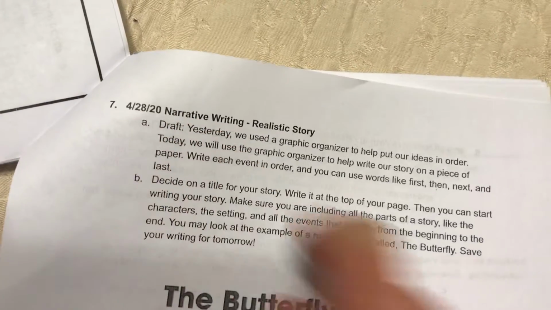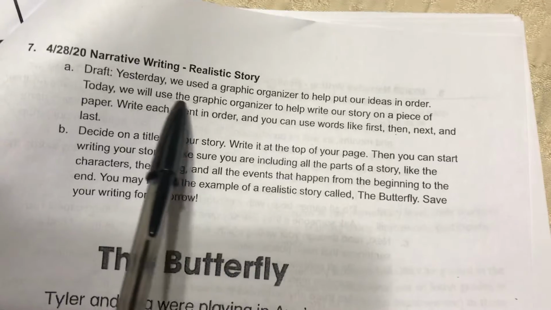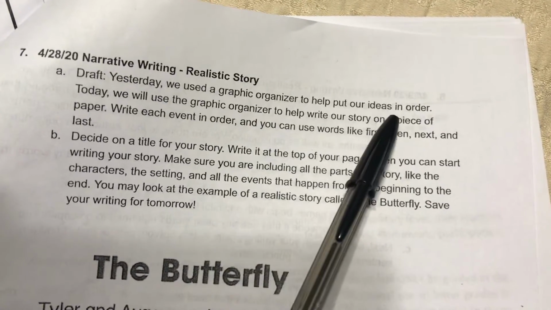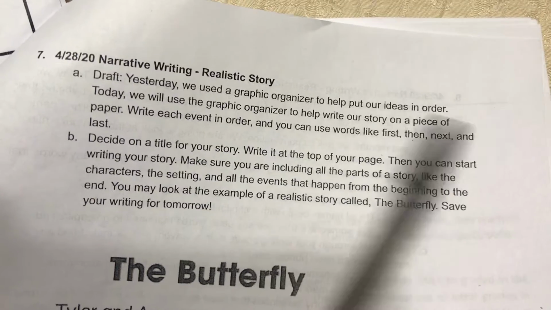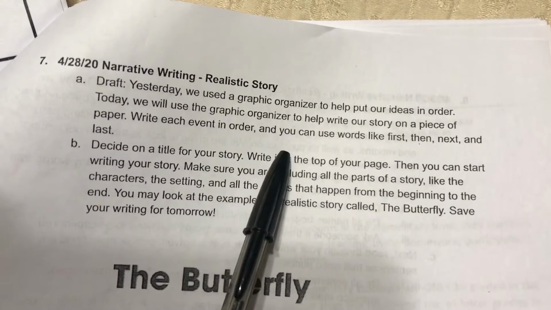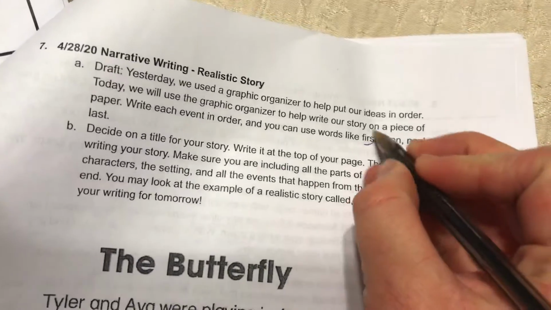April 28th, narrative writing. Remember, we're working on a realistic story. Yesterday, we used a graphic organizer to help put our ideas in order. Today, we will use the graphic organizer to help write our story on a piece of paper. Write each event in order, and you can use words like first, then, next, and last.